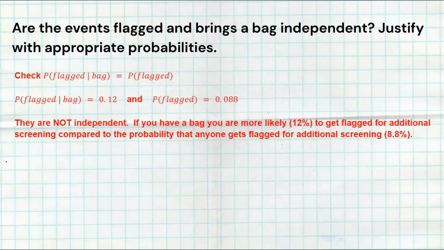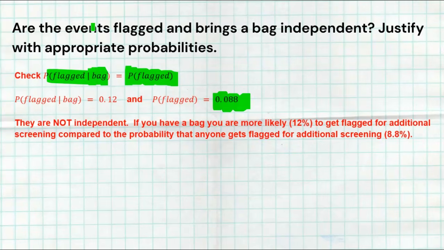So I went ahead and did the probability you are flagged given that you have a bag. This is just how it logically makes sense to me. On the right-hand side, we have the probability that you get flagged, which we already calculated. So I thought, heck, why not, right? We already calculated that to be 0.088. But we were also told in the very beginning that if you have a bag, the probability you get flagged is 12%.